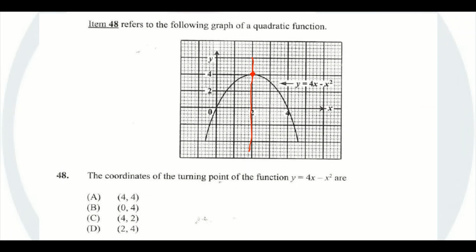We have the axis, so that means that the graph can spin on this axis of symmetry here, this point, and be equal on both sides. So what's the coordinate for here? We get (2, 4). Now that (2, 4) is going to be our turning point. So our answer is D.